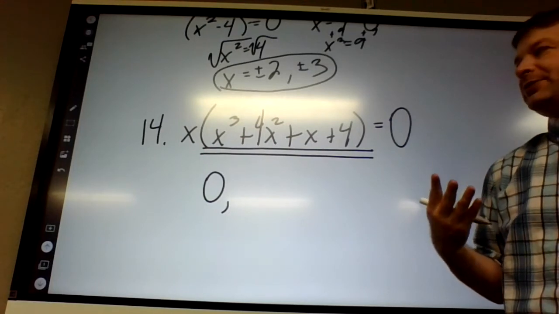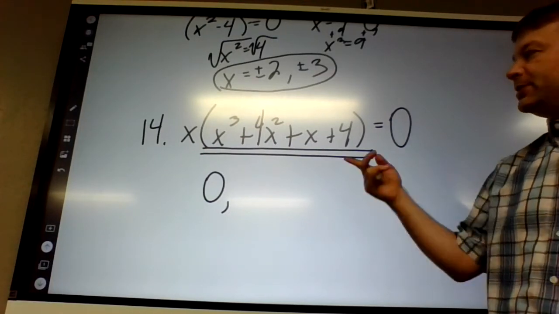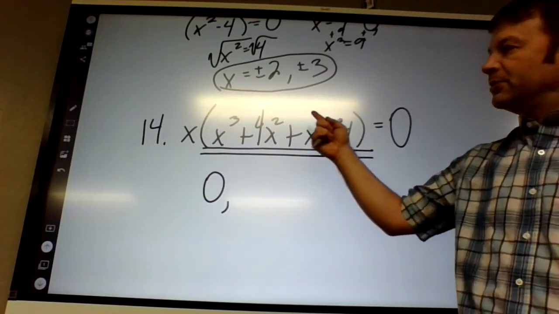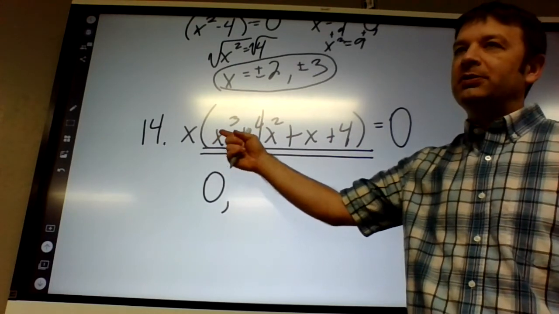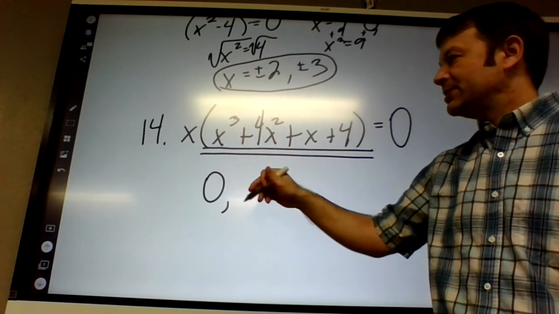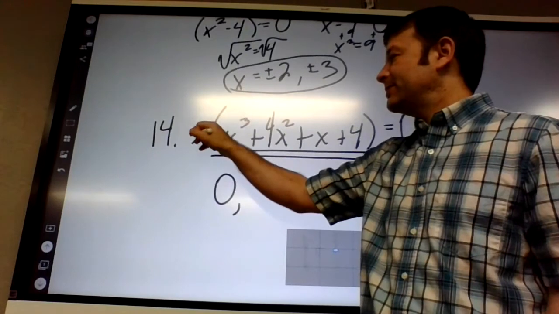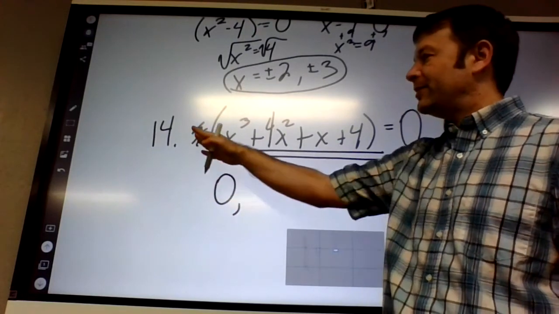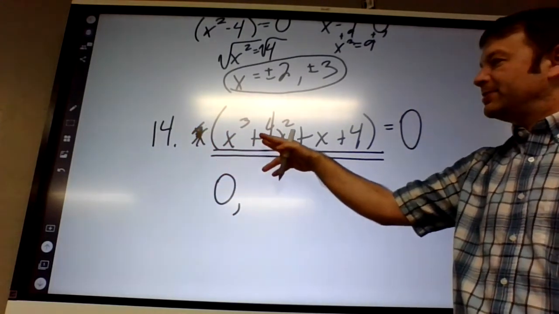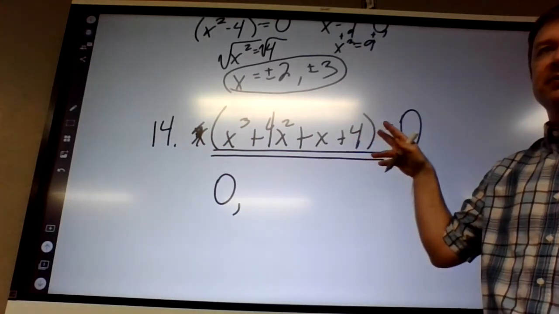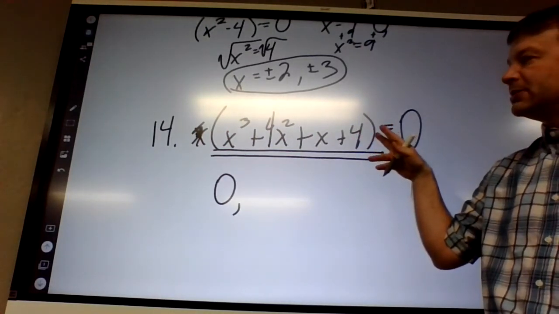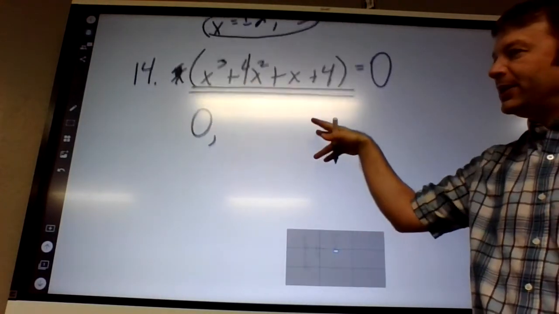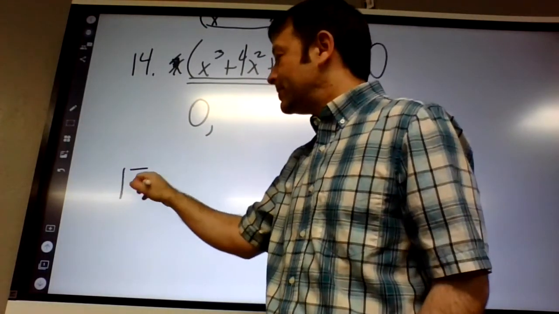How do we get the last 3? Well, you do what we did on number 13. Factors of 4 over factors of 1, and plug those in and see what works. So after we take the x out, you can say 0 is an answer and kind of ignore it, and then just solve this for the last 3 answers. Okay? Now, back to 17.